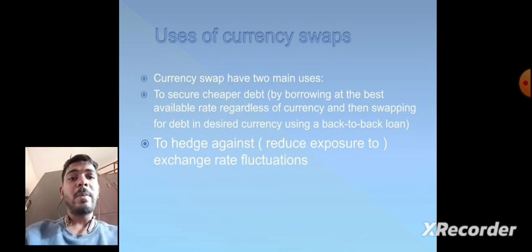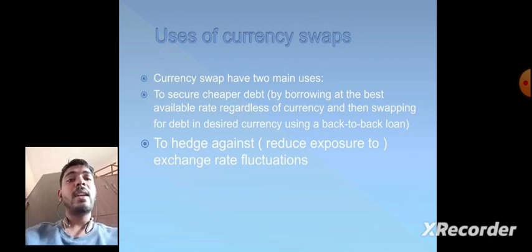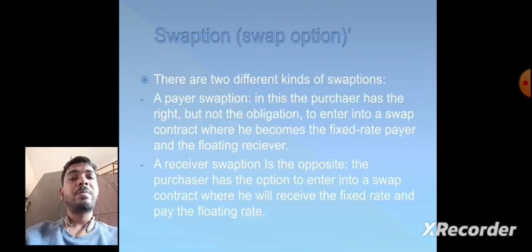Use of currency swaps. Currency swaps have two main uses: to secure cheaper debt by borrowing at the best available rate regardless of currency and then swapping for debt in the desired currency, and to hedge against exposure to exchange rate fluctuations.